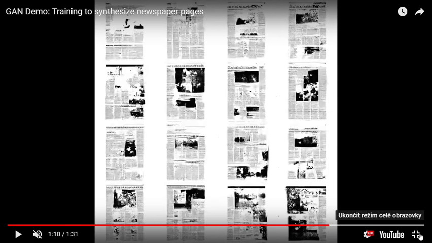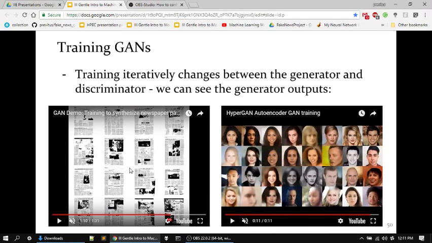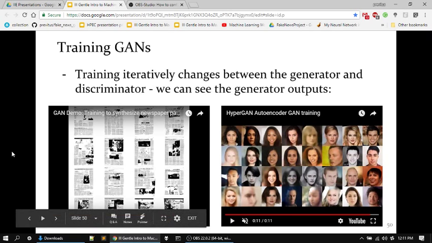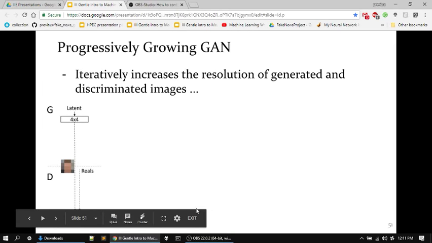And this is working just with images, actually. It's not like you could generate newspapers by generating the text and then placing it yourself, this is just generating newspapers as images. So this is some visualization of the training. Wait, can I make it big?